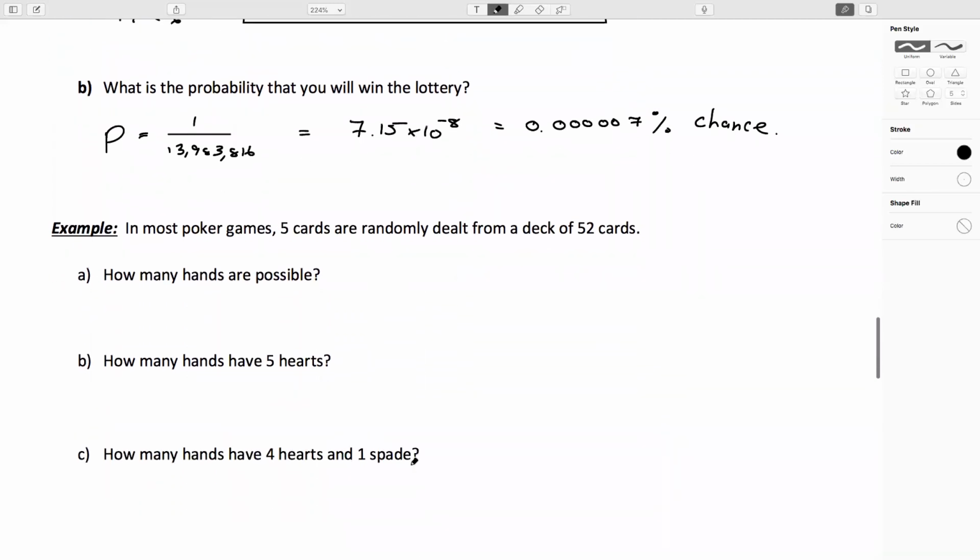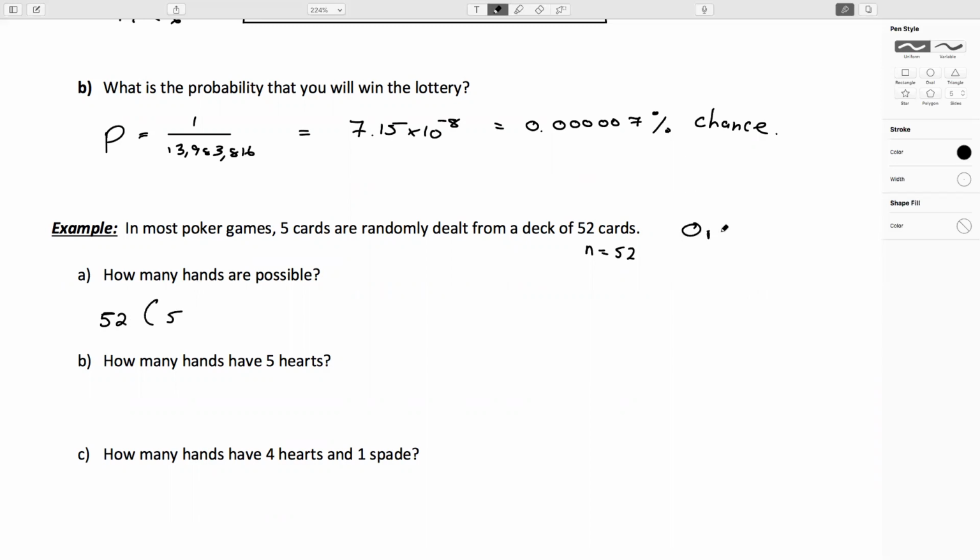All right. In most poker games, 5 cards are randomly dealt from a deck of 52. So we can use combinations to actually figure out statistics on things like how many ways can I get a royal flush, or how many different pairs are there. So if you've got a deck of 52 cards, we know that n equals 52 for the whole deck. How many hands are possible if you're picking 5? Well, it's just going to be 52 choose 5.